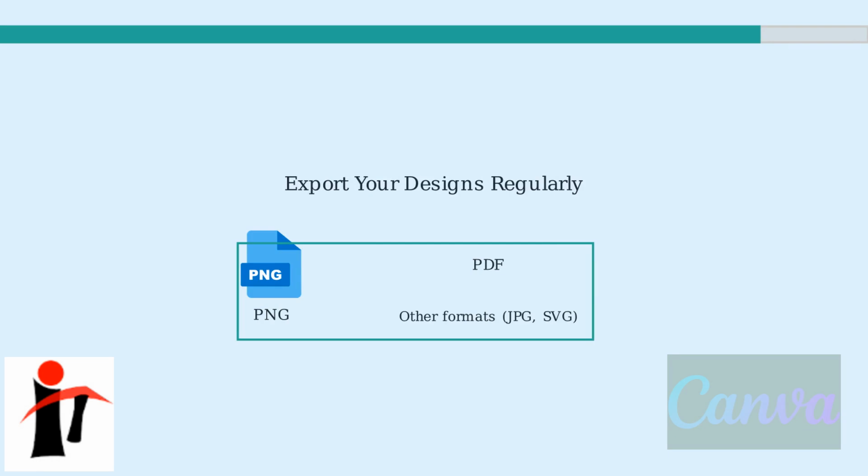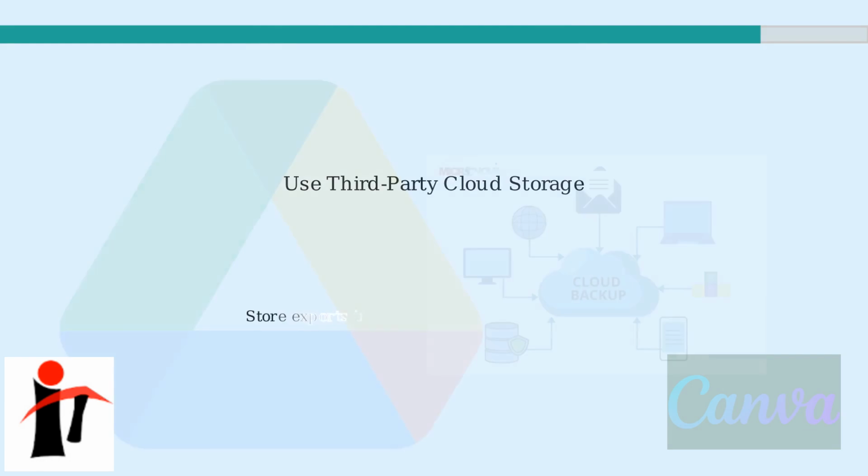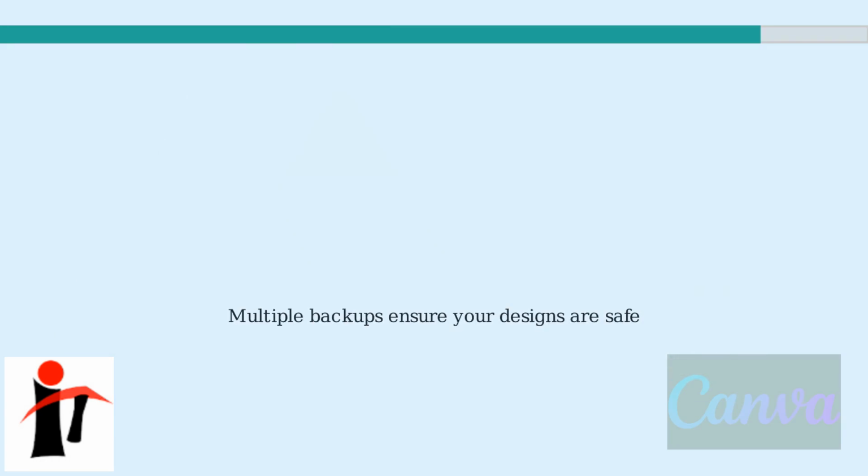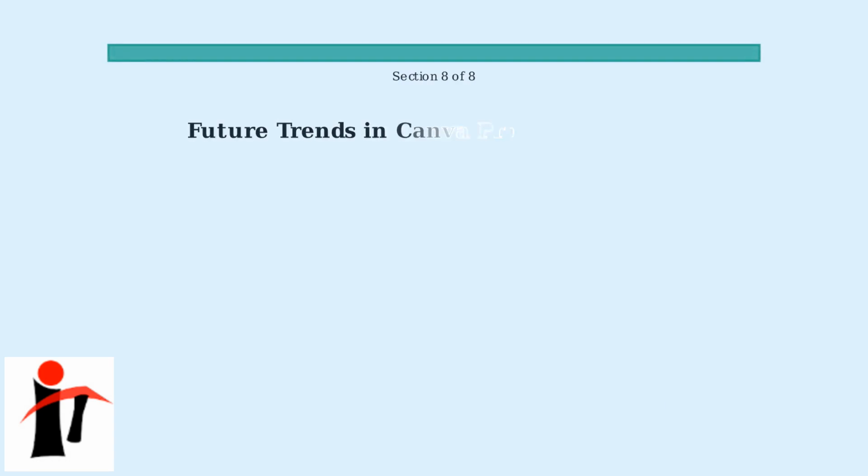PNG is great for images with transparent backgrounds, while PDF preserves layout and is perfect for documents. Consider storing your exported designs in third-party cloud storage solutions like Google Drive. This creates an extra layer of protection against data loss and allows access from anywhere. By combining Canva's autosave with regular exports and cloud storage, you create multiple layers of protection against losing your valuable design work.